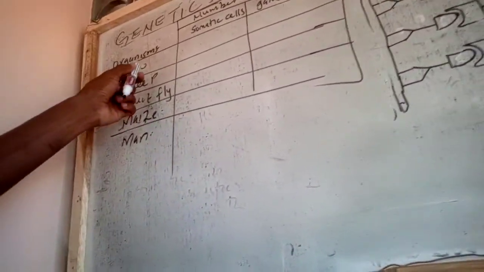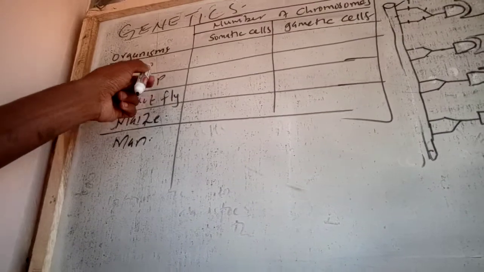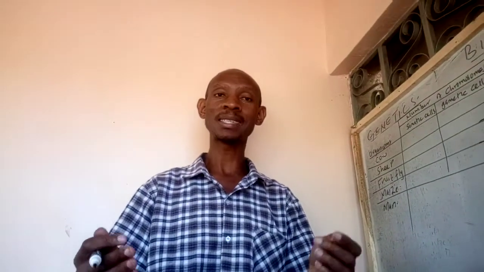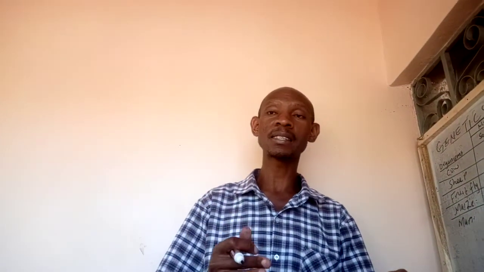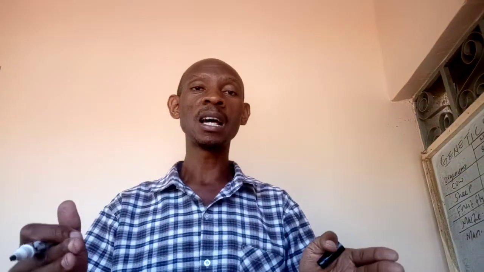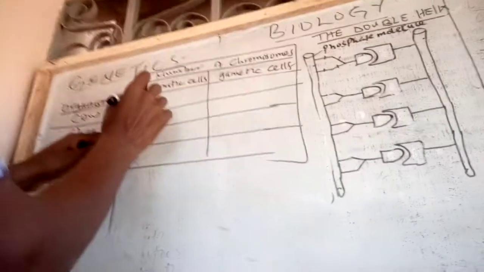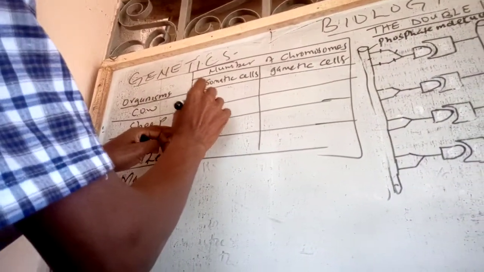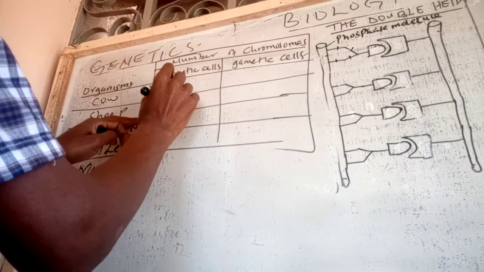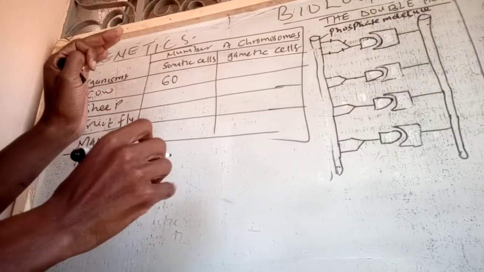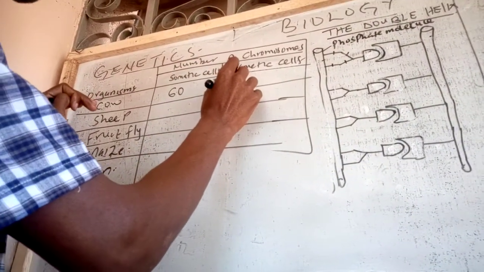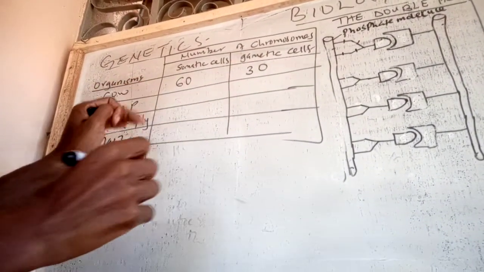As far as a cow is concerned, the number of chromosomes in somatic cells is supposed to be 60, and the gametic cells normally have 30 chromosomes. That is, they are diploid. The diploid number is supposed to be 60 chromosomes in the somatic cell, and in the gametic cells they are supposed to be 30.